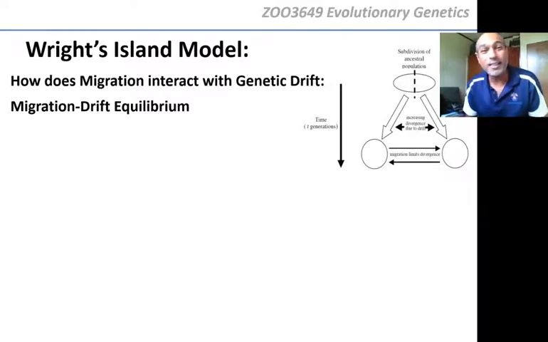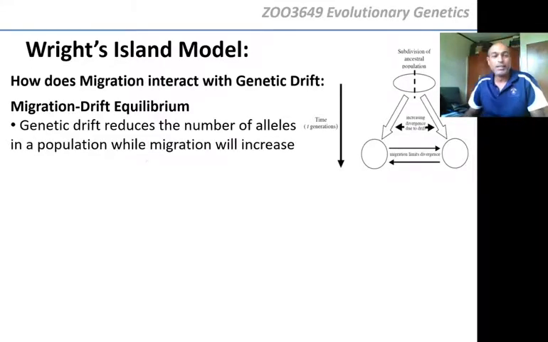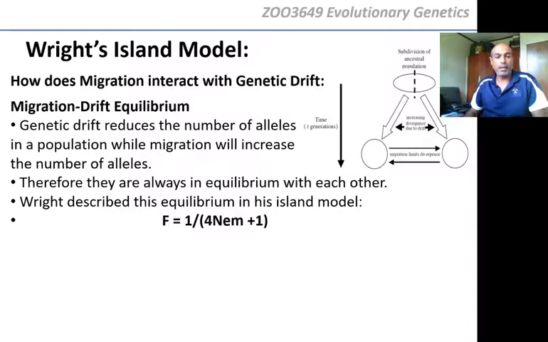You see, that's why they're always in a balance and always having a tug of war. One is pulling one way to get rid of genetic diversity. The other is pulling the other way to increase genetic diversity. Okay, so that's basically what I'm explaining here. And so this equilibrium between drift and migration is actually described in what Wright called his island model.